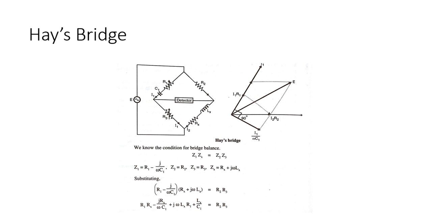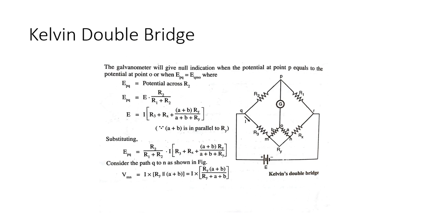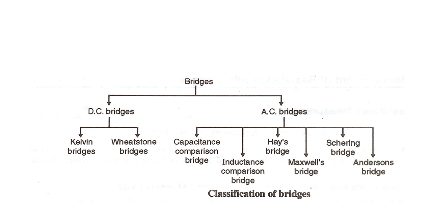So I think we have completed two types of DC bridge circuits, and in the next lecture we will start with Hayes bridge, that is AC bridges. Before that, please see what you mean by AC bridge. No doubt I will discuss that, but before starting that lecture, please see what you mean by AC bridge. And another important thing that I forgot to tell you is what is the basic difference between DC bridge and AC bridge.